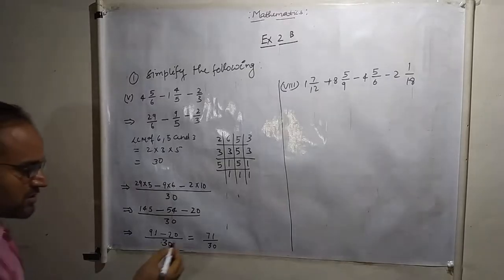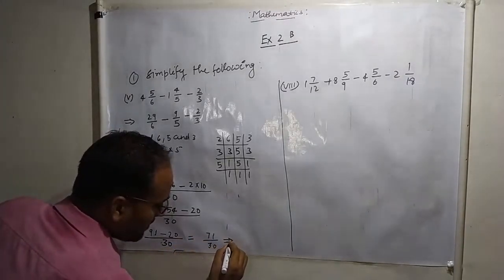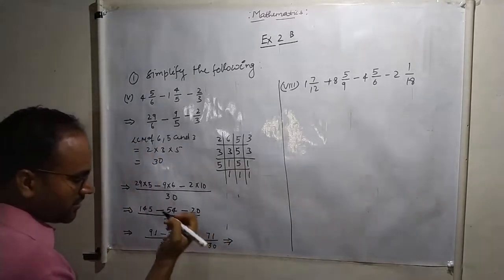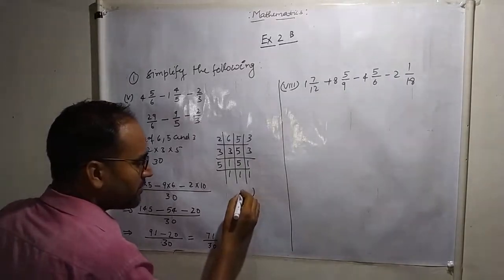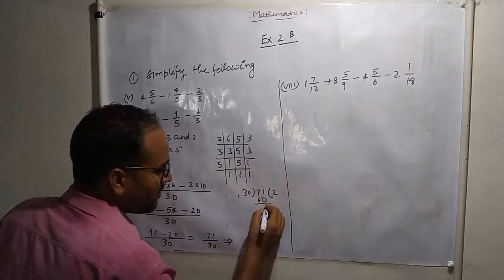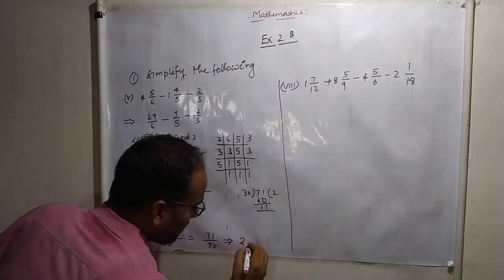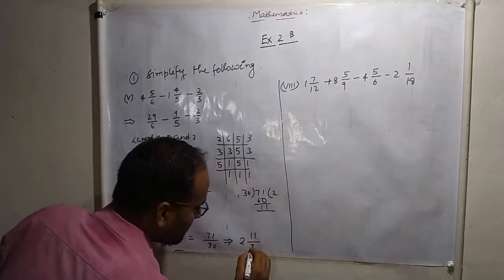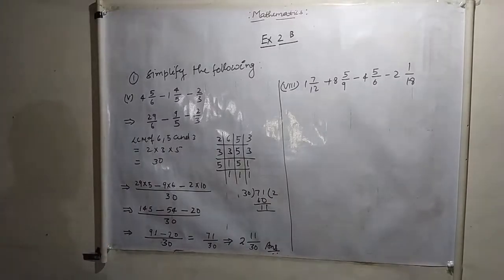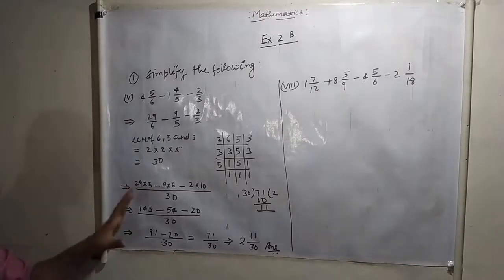So 71 upon 30, change it into a mixed fraction because the numerator is greater than the denominator. By dividing, you can change it: 2 times 30 is 60, and you get 11. So you get 2 whole 11 upon 30. This one is your answer. Okay students, 2 whole 11 upon 30. That one is your answer for this case.